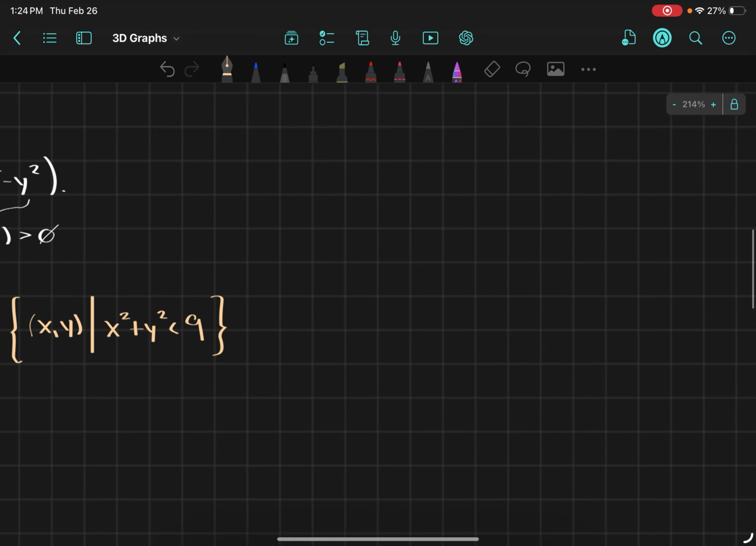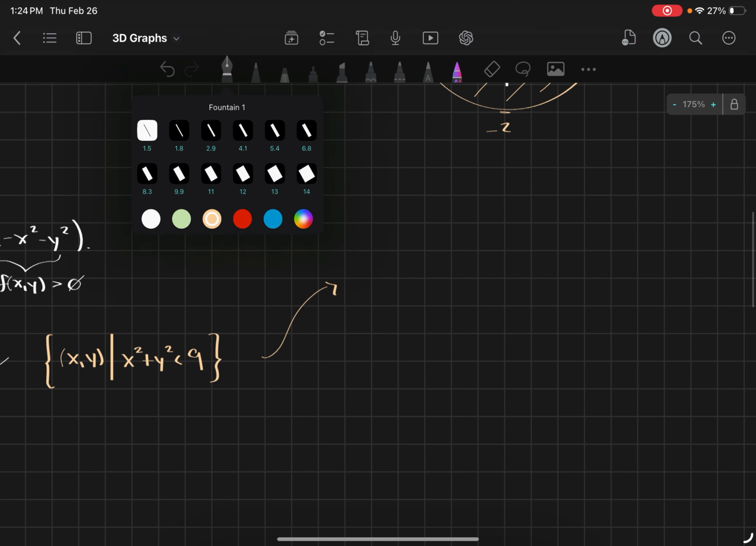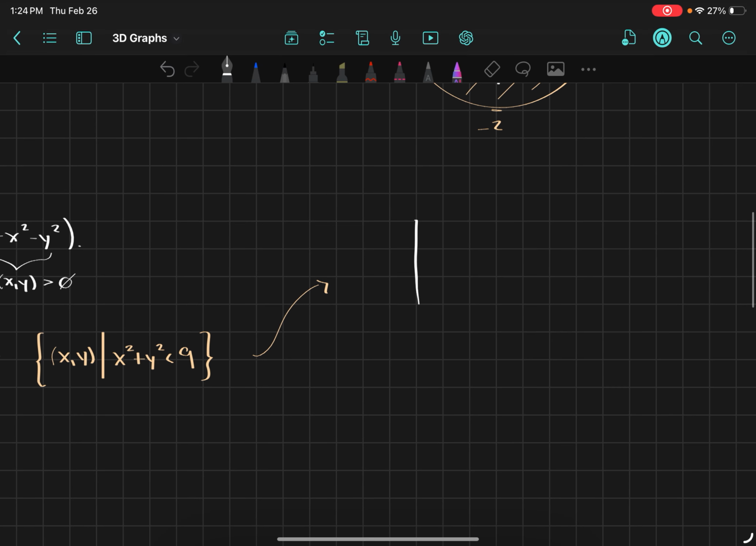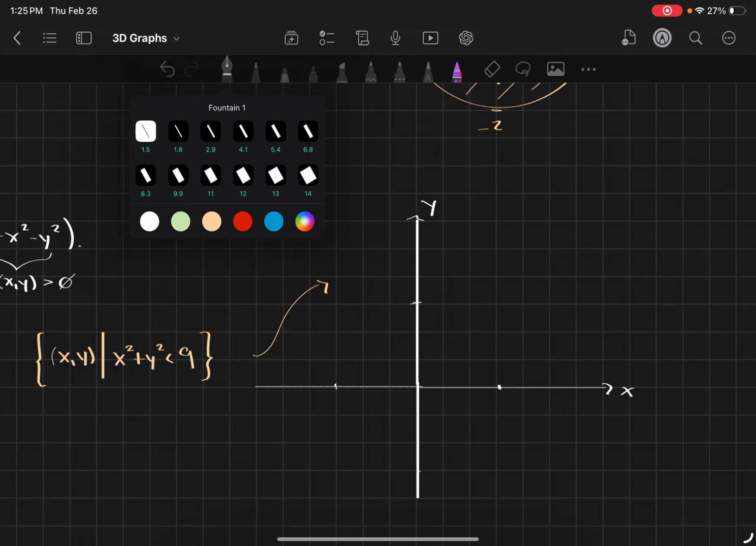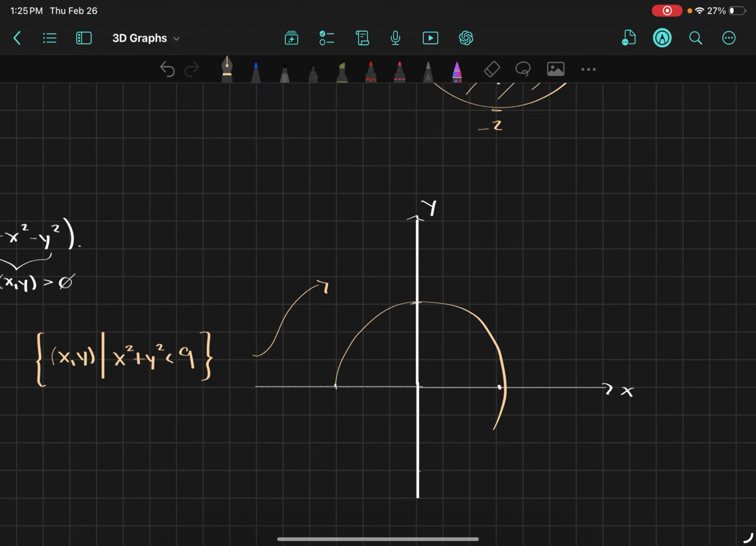So, if we come over here and graph it again, we have our xy plane here. Same thing as last time, x squared plus y squared is less than 9. Defines the circle with a radius of 3. So this one, I'm not going to scale it up. That should be okay. This is going to be our domain.